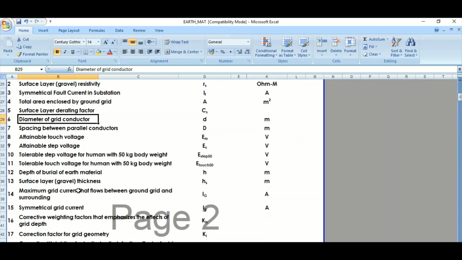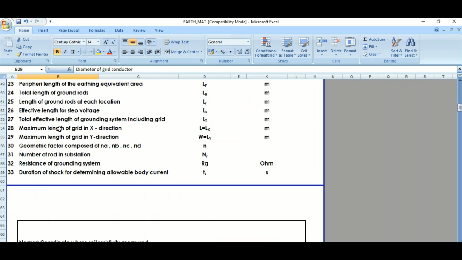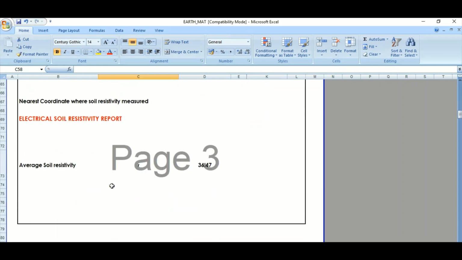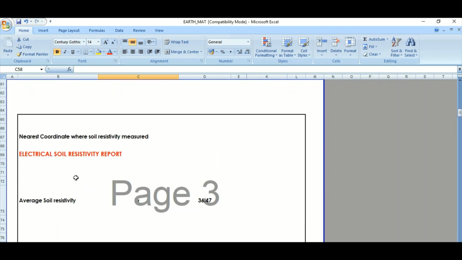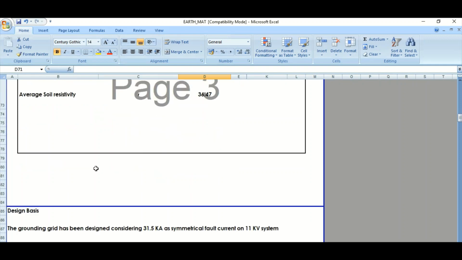Okay, so there are some parameters based on IEEE 80 requirement. I will show you. And first of all, this is the electrical soil resistivity test report. So we need to measure with the help of some standard measurement practices. It may be through a third-party agency or anybody who can do this work, who is an expert in this field. So the site data, the soil resistivity profile, is required.